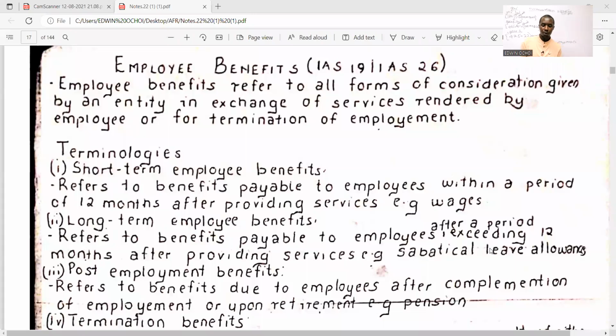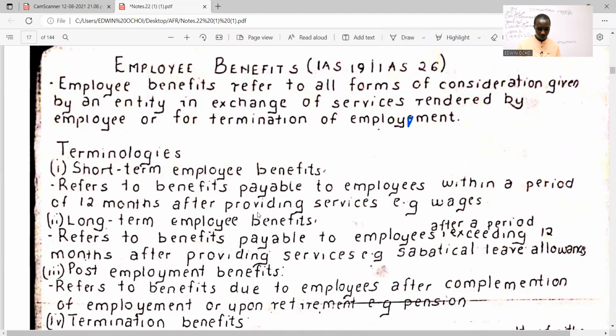Employee benefits refers to all forms of consideration given by an entity in exchange for services rendered by the employee or for termination of employment. Remember that if your employment is terminated, if your contract is terminated, you're supposed to get compensation. There's a mistake in the word employment. So, the benefits an employee gets.